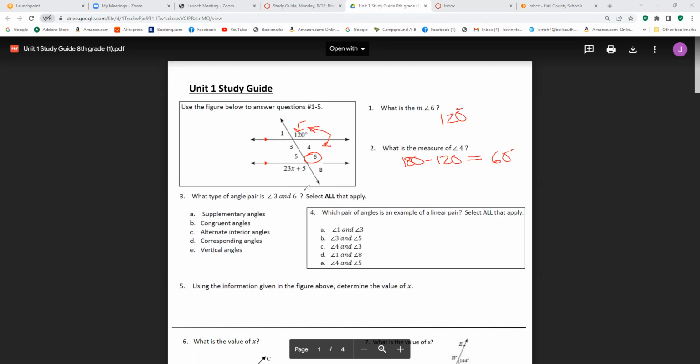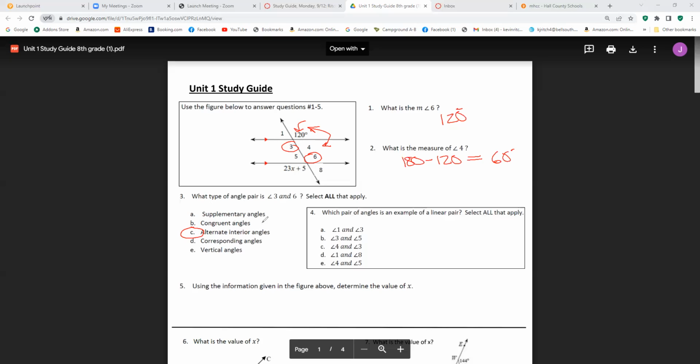What type of angle pair is 3 and 6? 3 and 6, they're on opposite sides of the transversal, and they're inside the parallel lines, which means they are alternate interior angles.